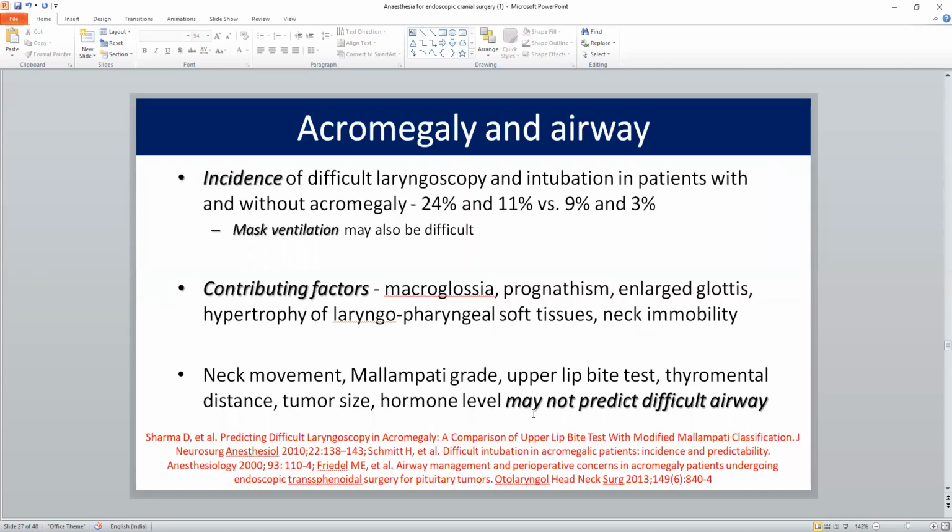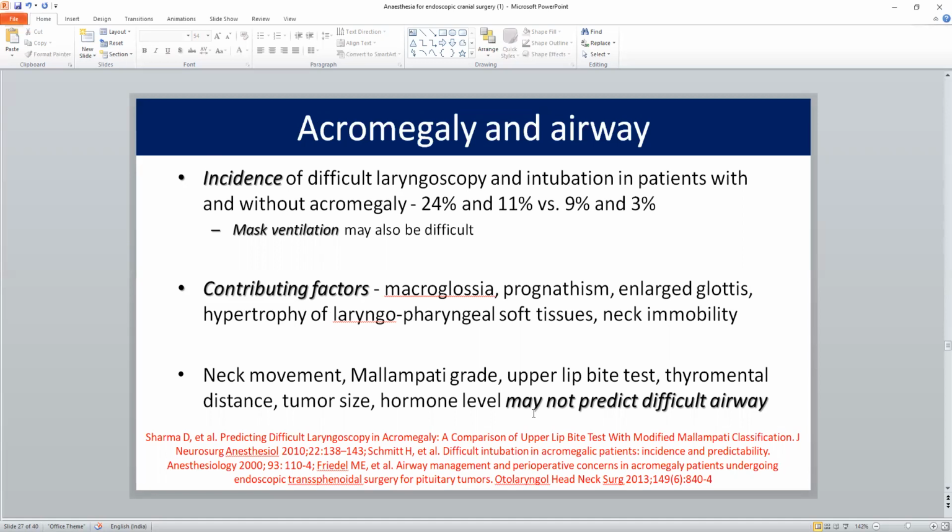Now, various studies have shown that the incidence of difficult mask ventilation, difficult intubation, and difficult laryngoscopy is high as compared to the general population. One study pegged the incidence of difficult laryngoscopy and intubation as 24% and 11%, as compared to 9% and 3% in the general population. And there are several factors that contribute to difficult airway in patients with acromegaly, and these include macroglossia, prognathism, enlarged glottis, hypertrophy of laryngopharyngeal soft tissues, and reduced neck mobility.